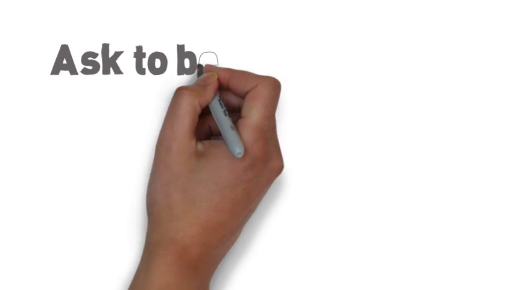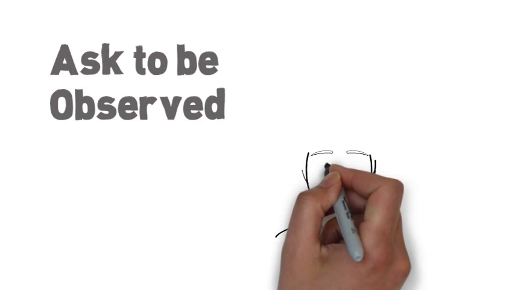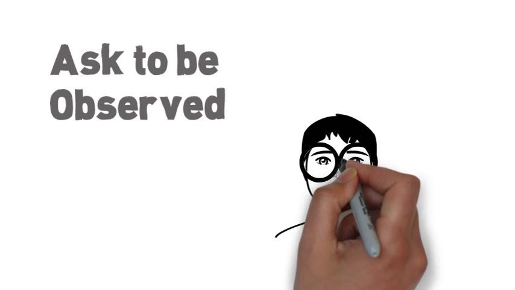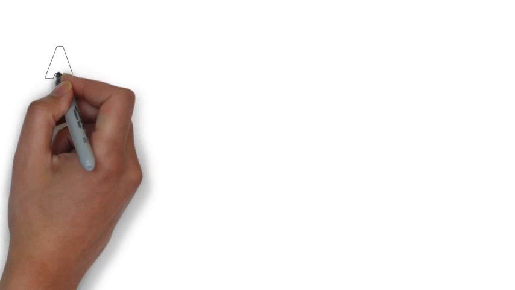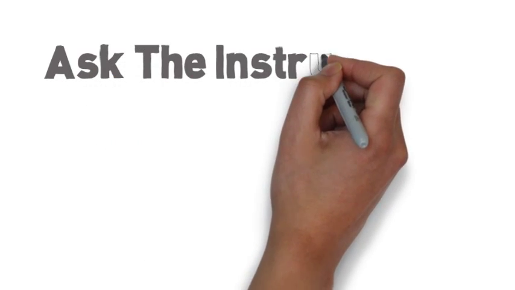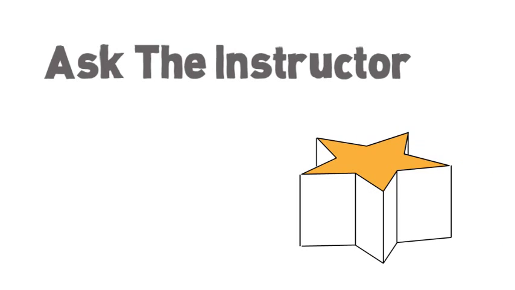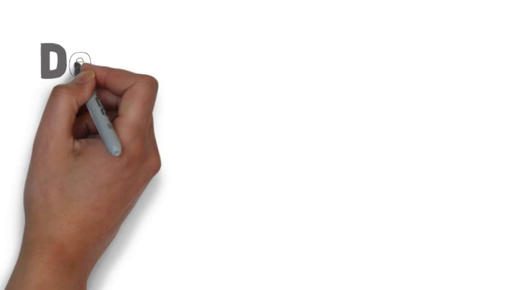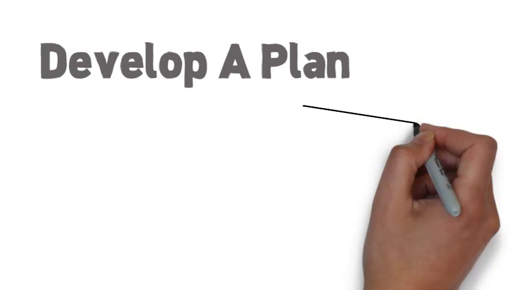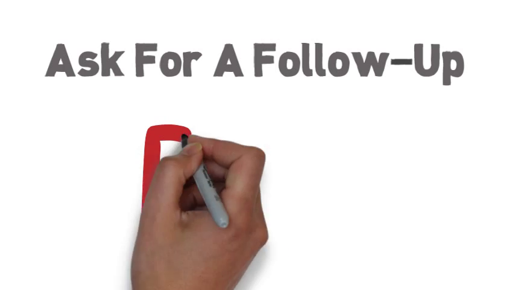Number 1, identify which behaviors you'd like to receive feedback about, and then ask your instructor to observe your performance. Number 2, be prepared to offer a self-assessment of your performance. Number 3, ask the instructor to describe or model the desired behavior and ensure that you understand the difference between what you did and the standard. Number 4, develop a plan with your instructor to close the gap. And finally, number 5, ask the instructor for a follow-up opportunity to demonstrate your improvement.